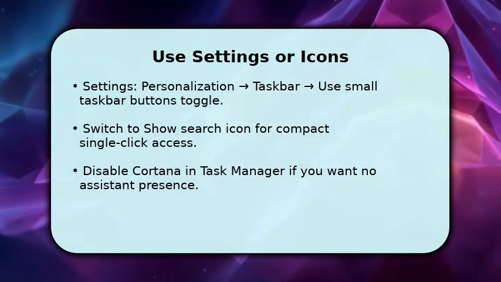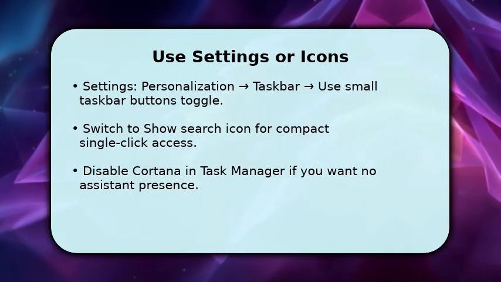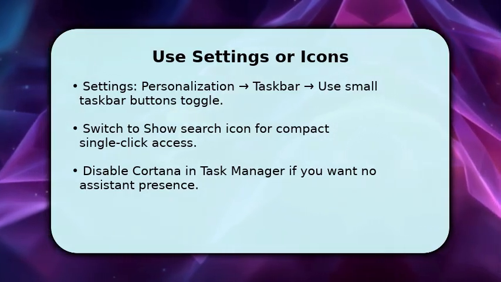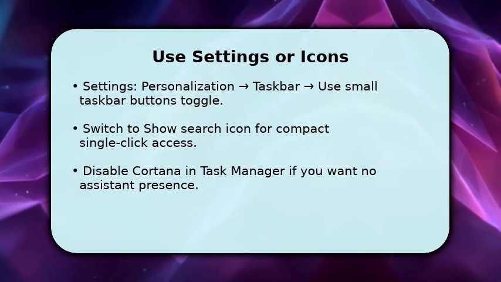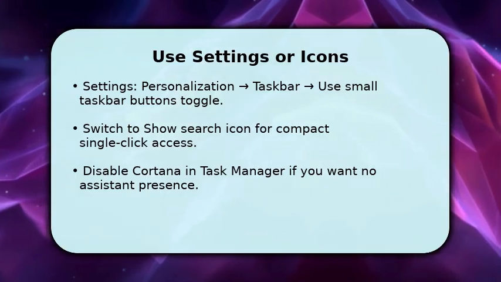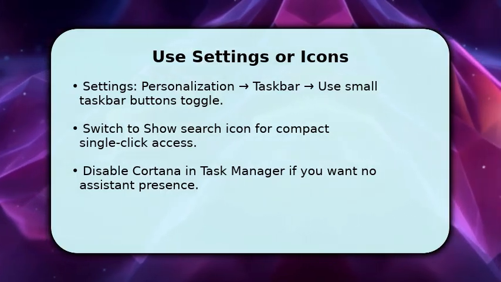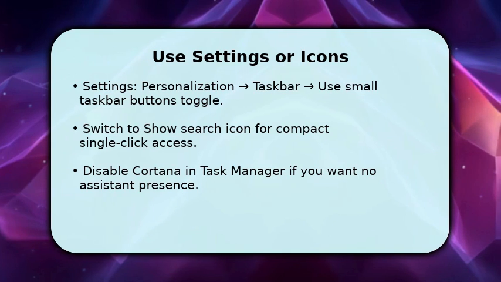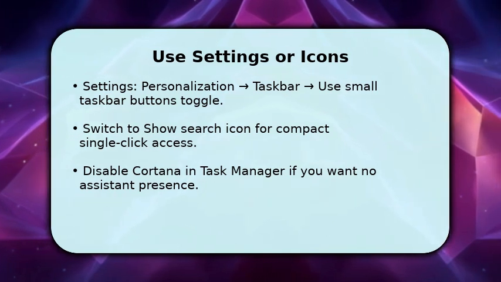If you want zero assistant hints, disable Cortana via Task Manager's Startup tab or use its setting to turn it off. Once you select the icon option, make sure small taskbar buttons aren't hiding it unexpectedly, and test by clicking the icon to confirm search.